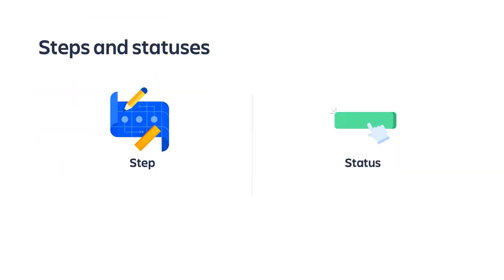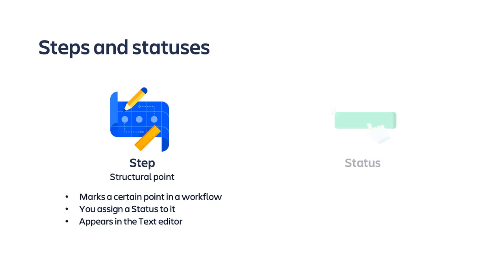When editing workflows, you might encounter the term step. Let's consider steps and statuses and familiarize ourselves with each. Steps are points in the structure of a workflow that signify the various states an issue can be in. We commonly say that a workflow is composed of statuses, but it is actually made of steps. However, you only see the steps in the text workflow editor.